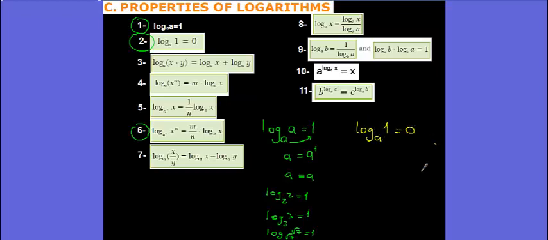Okay, the second one, logarithm base a of 1 is equal to 0. This is obvious normally. 1 is equal to a to the power of 0. So for any a, for any a like 2, 3 except 1, a to the power of 0 is equal to 1. a cannot be equal to 1. This is the definition of the exponential form and logarithmic form. So logarithm base a of 1 is equal to 0.